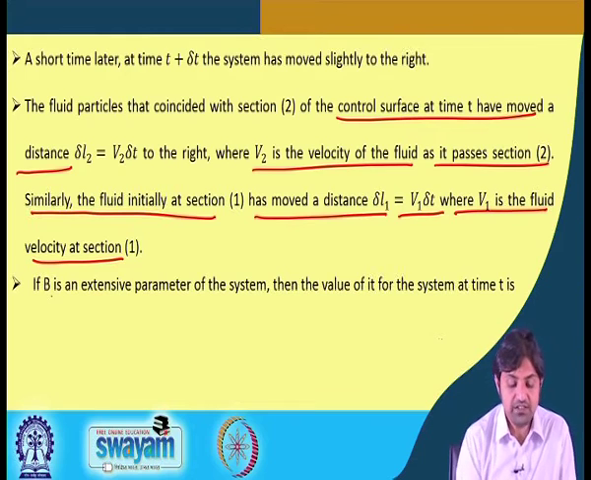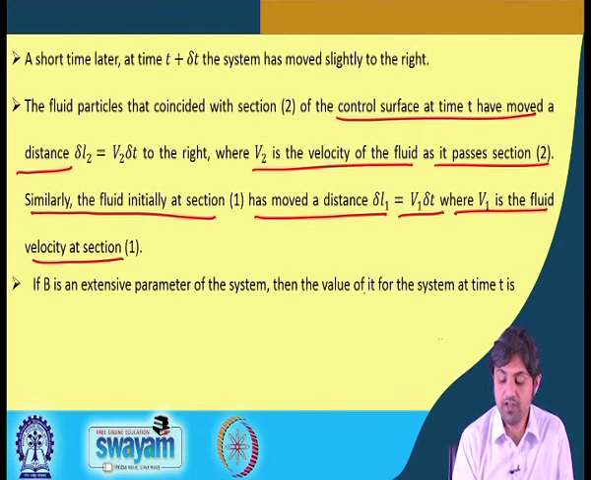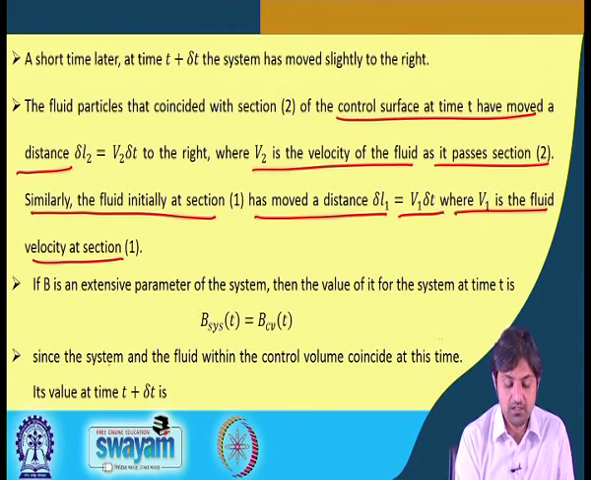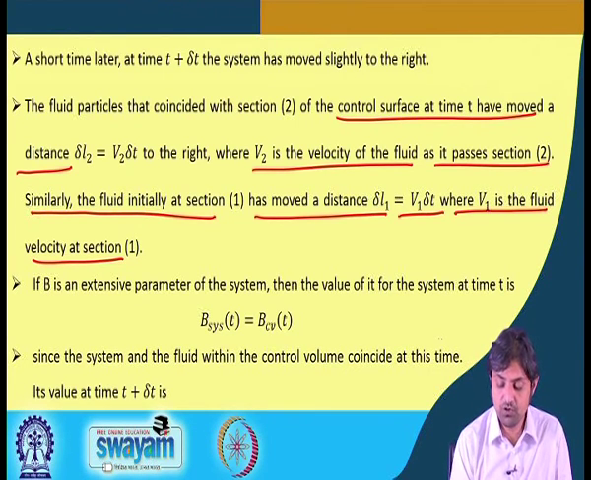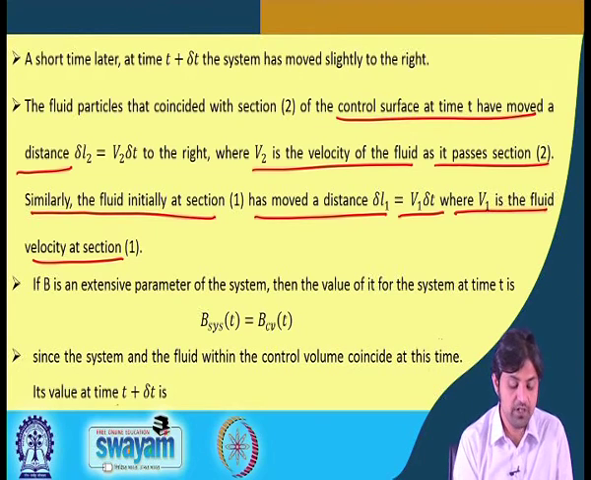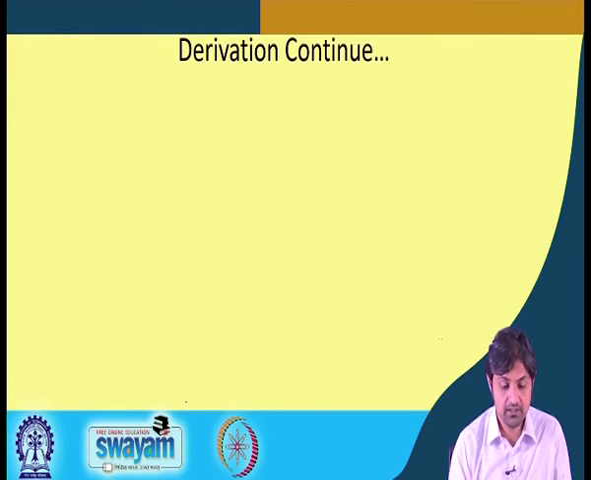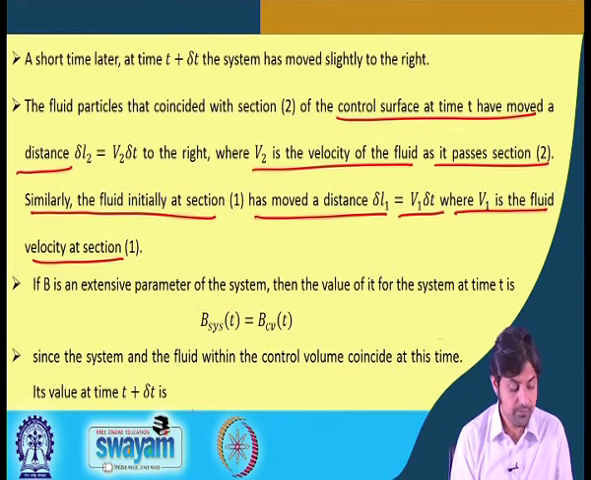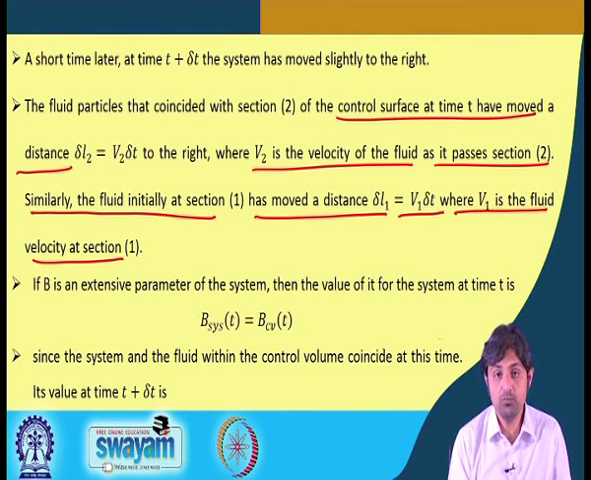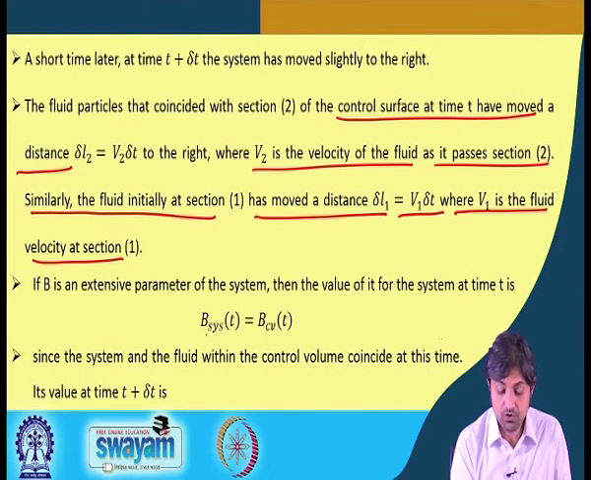If B is an extensive parameter of the system, then the value of it for the system at time t is B system equal to B control volume. Since the system and the fluid within the control volume coincide at this time, again I am repeating, B system is equal to B control volume at the beginning. That is true.